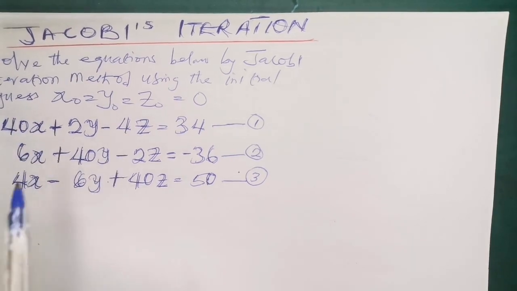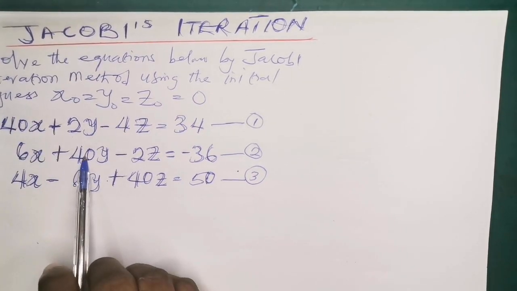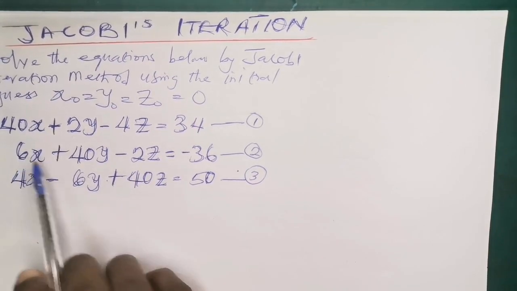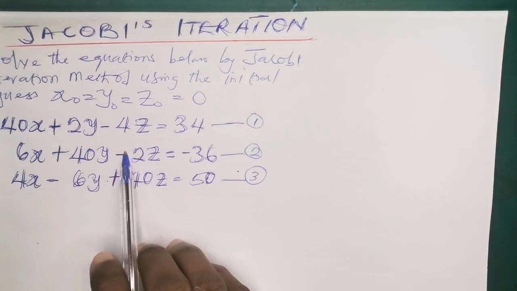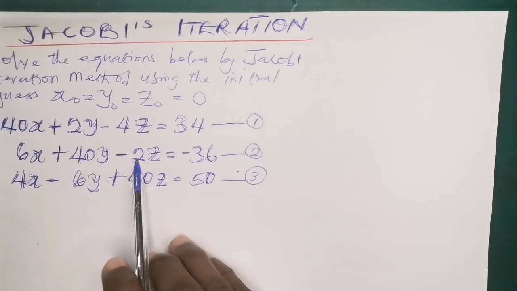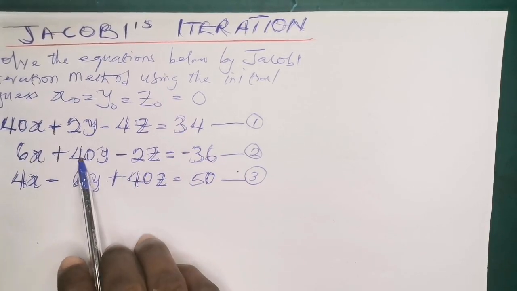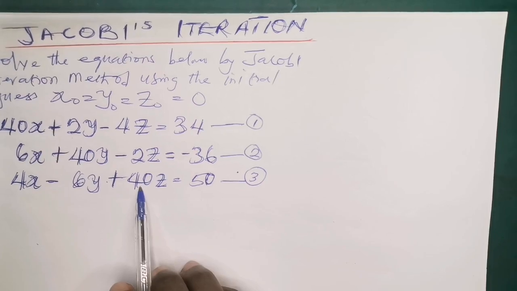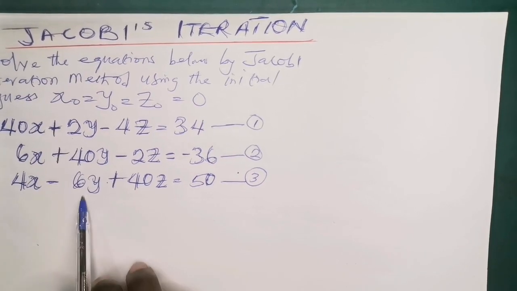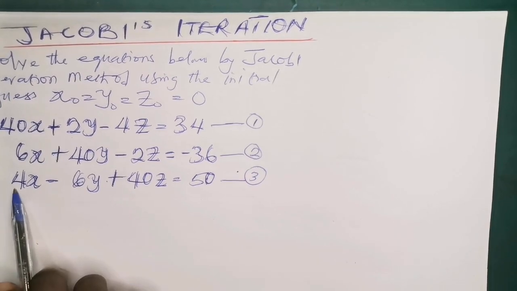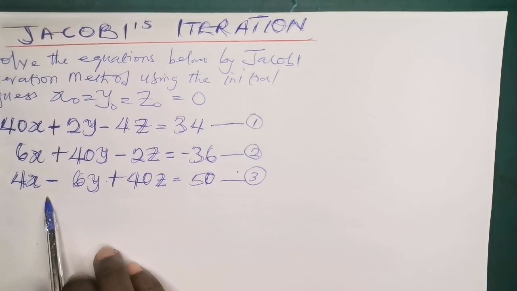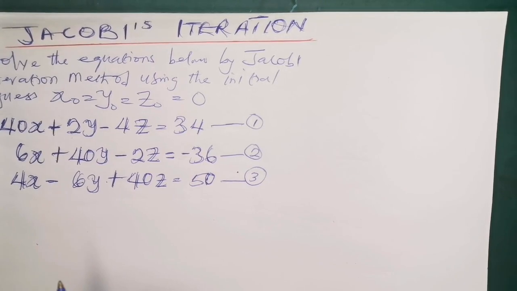Similarly, the coefficient of y in equation 2 is 40. So now let's add up the coefficients of x and z in that equation. The coefficient of x is 6. That of z is 2. We are still neglecting the negative sign. So 6 plus 2 gives us 8. Obviously, 40 is greater than 8. And finally, the coefficient of z in equation 3 is 40. Now let's add up the coefficients of x and y in equation 3. So we have 4 plus 6, which is 10. And obviously, 40 is greater than 10. Which means the first condition has been satisfied.